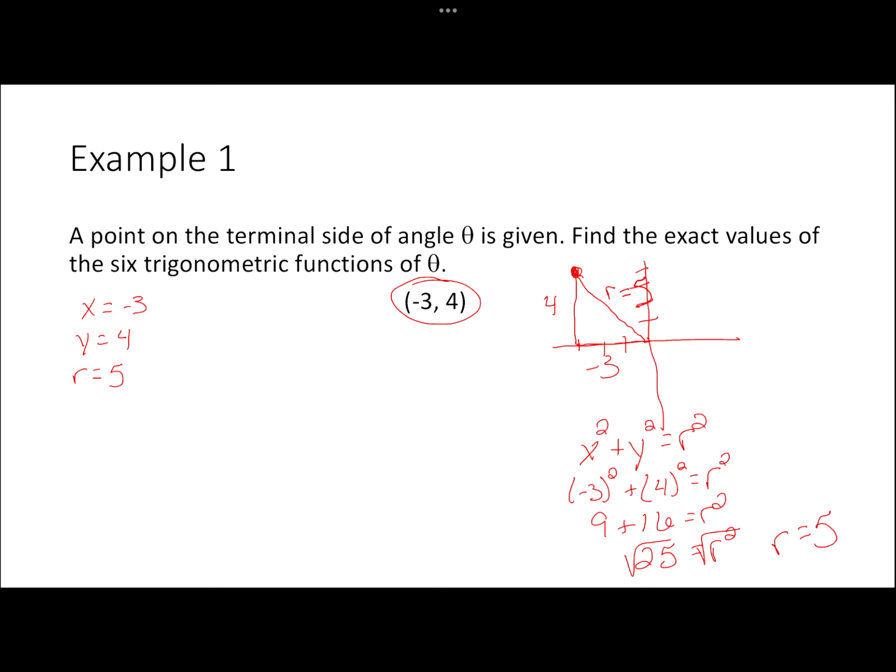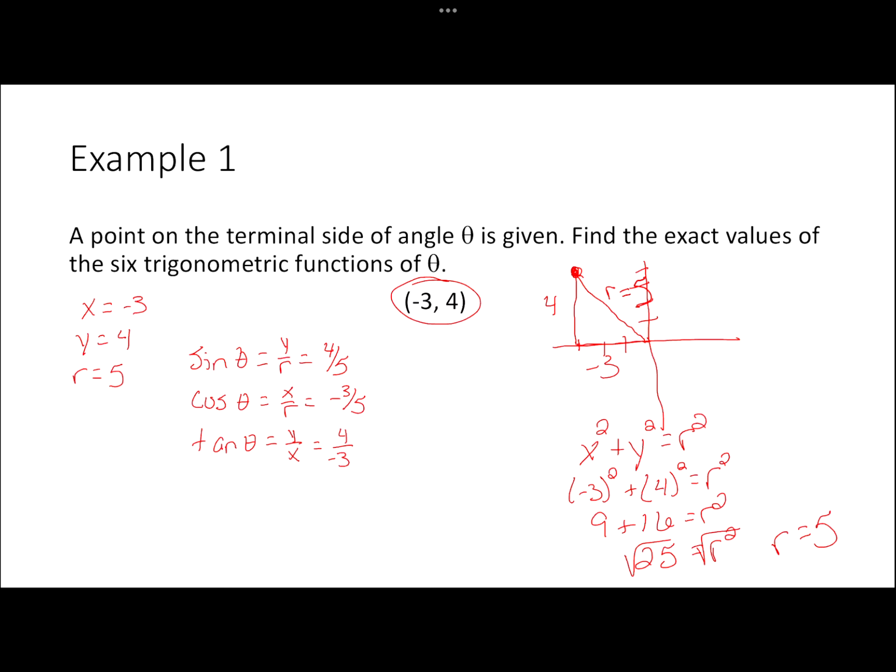So from that, we can now find all of our trig functions. We need sine of theta. Well, sine of theta is y over r. So this is going to be 4/5. Cosine theta is x over r, so -3/5. Tangent theta is y over x, so tangent is 4 over -3 or -4/3, however you want to write it.